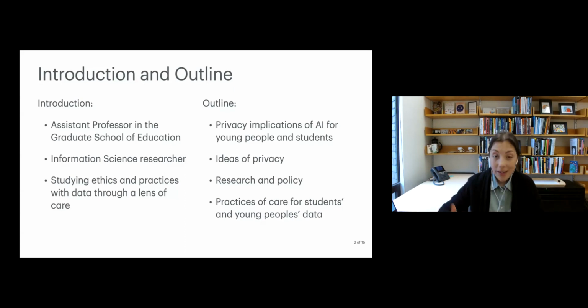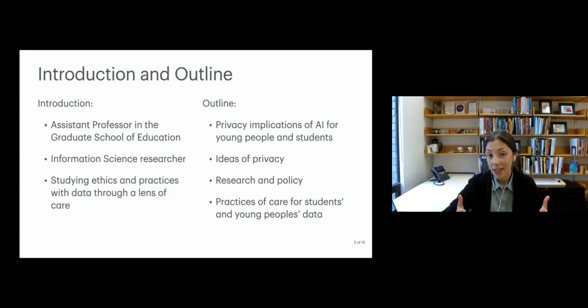So that's a bit of background about me and where I'm coming from and what brings me to this conversation. And here's an outline of what we will tackle together in this part of the session. So I will invite you to think with me about privacy implications of AI for young people and for students, our ideas of privacy, which have shifted and developed over time alongside the development of technologies, current research and policy in this area, and practices of care for young people's data and students' data.